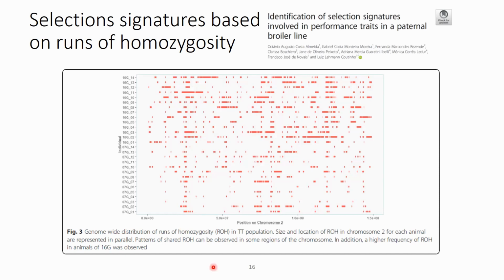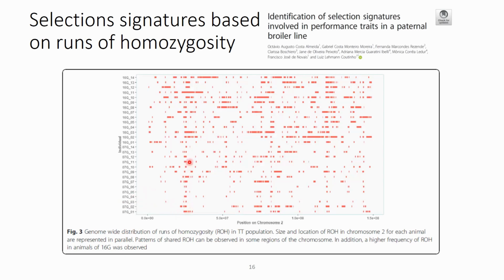Now you see that the distribution of these runs of homozygosities is fairly random at the genome, but there are parts of the genome that tend to be homozygous at the very same spot for the entirety of the population, or the, well, genotyped individuals anyway. So these are the individuals. Each line here is an individual.